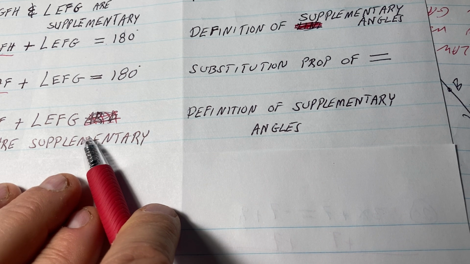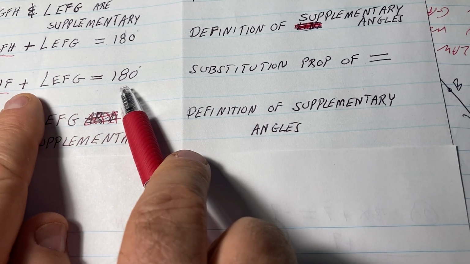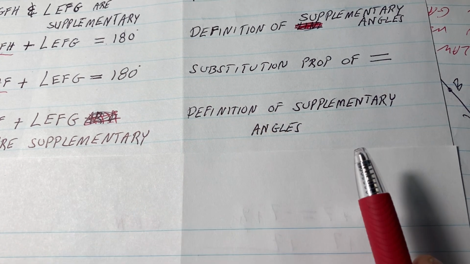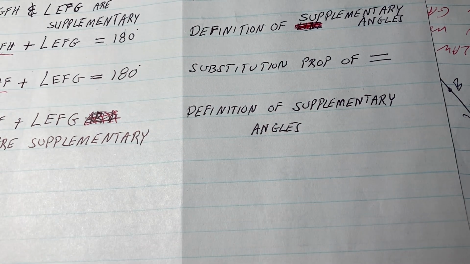What's the definition of supplementary angles? They have to be two angles whose sum is 180. We've already shown that they do that. Definition of supplementary angles. We're done.